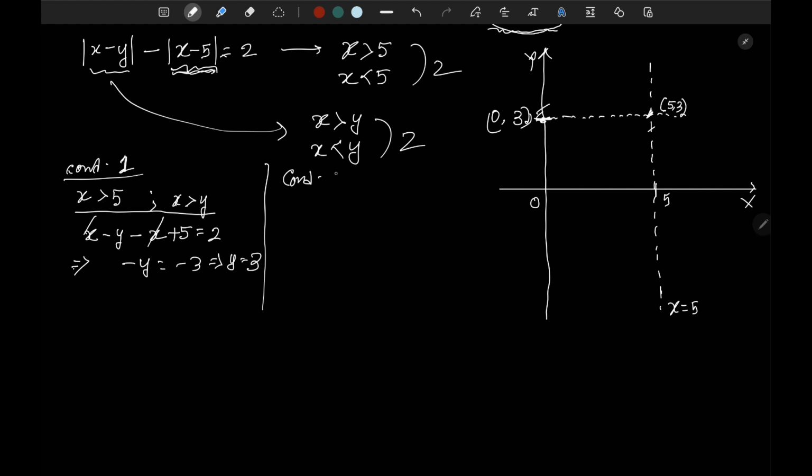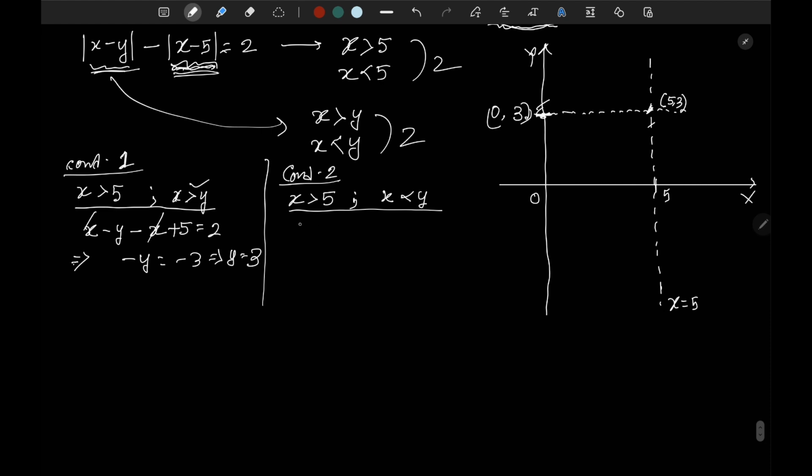Now your condition 2 is x greater than 5 and your x less than y. Previously we had greater than y, now we have less than y. Okay, so what will happen is this will open, this particular thing will open as positive, but this will open as negative, right? So this will be y minus x plus 5 equal to 2, or this will be your y minus 2x equal to minus 3.